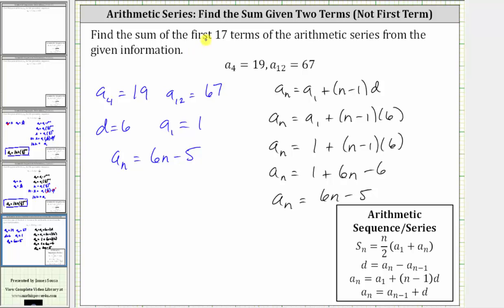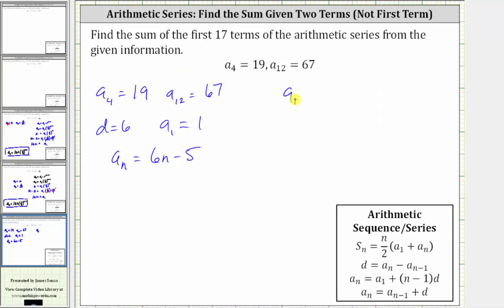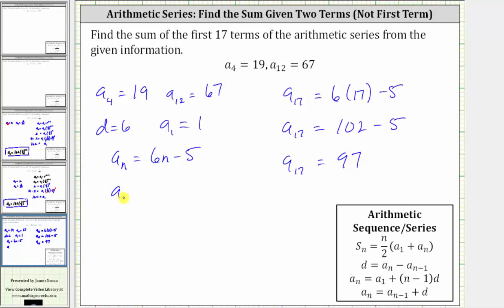And now that we have the formula for a sub n, we can finally determine the 17th term, and then we can determine the sum of the first 17 terms. A sub 17 is equal to 6 times 17 minus 5. 6 times 17 is equal to 102. 102 minus 5 is equal to 97. So now we also know that a sub 17 is equal to 97.